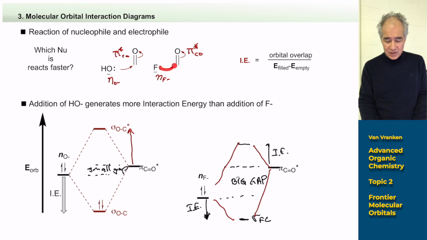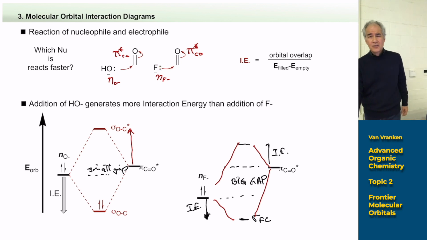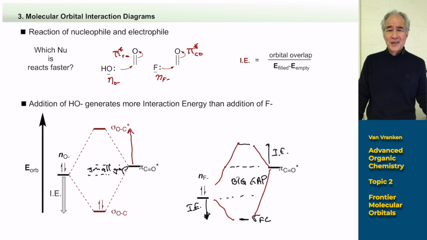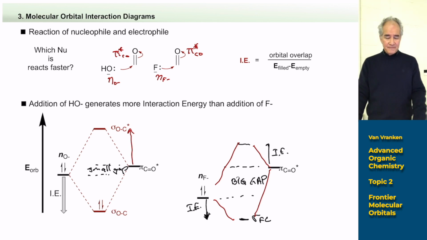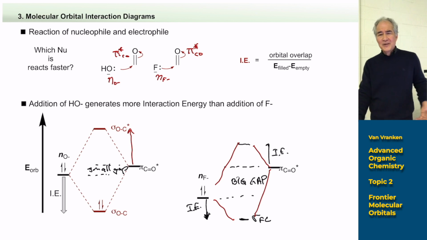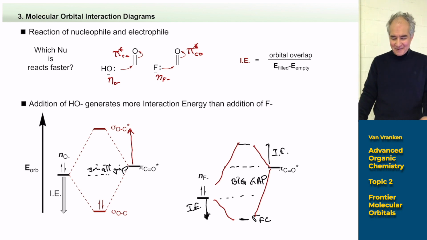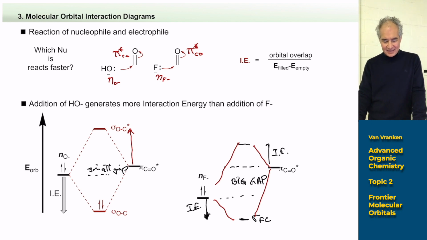So the transition state for fluoride addition to a carbonyl won't be lowered as much as the transition state for hydroxide. It's just not as favorable to add fluoride in, and you can see that from the interaction energy in this diagram. Now, this wasn't very useful because you already know the answer here without drawing any diagrams. We're just trying to take a simple case.